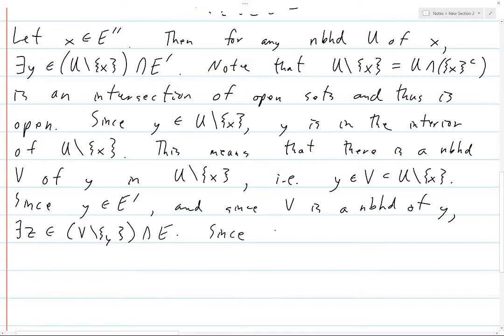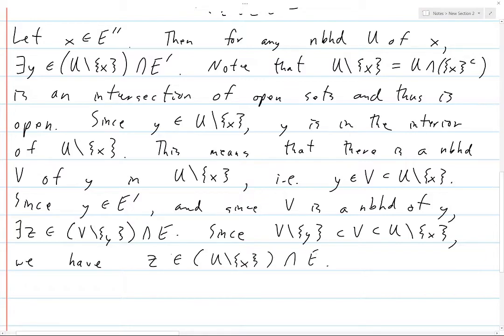Now, since z is in V set minus y, well, this is obviously an element of V, which is contained in U set minus x. We have z is in V set minus y, which is contained in U set minus x, so we can replace this first part here with U set minus x intersected with E.